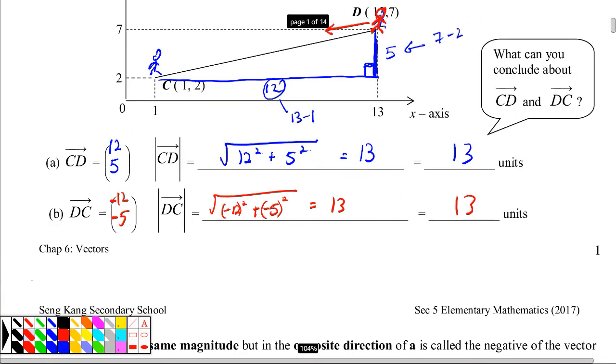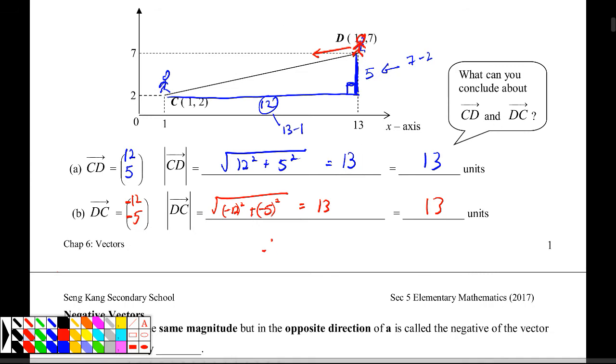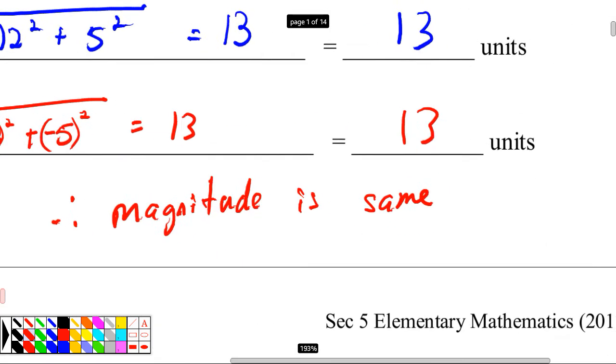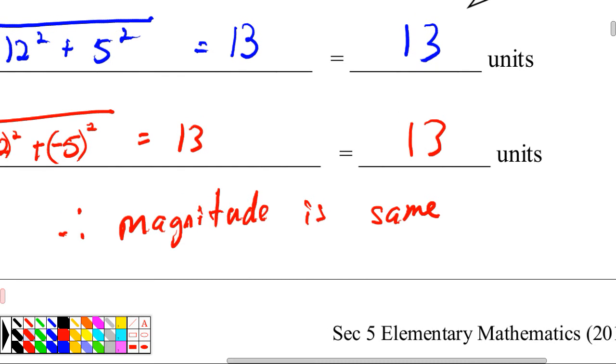Magnitude is the same. Okay, so can you conclude the magnitude is the same? I'm lazy to write these three words. Can you convert it into symbol? How do you write magnitude is the same? You write, I write, we compare. How do I write magnitude is the same? I think I will have an equal somewhere. What is on the left, what is on the right? CD, DC?